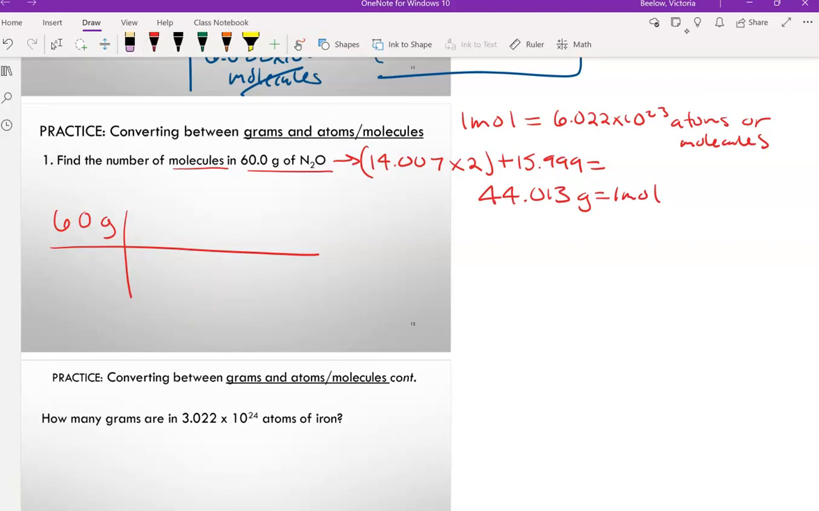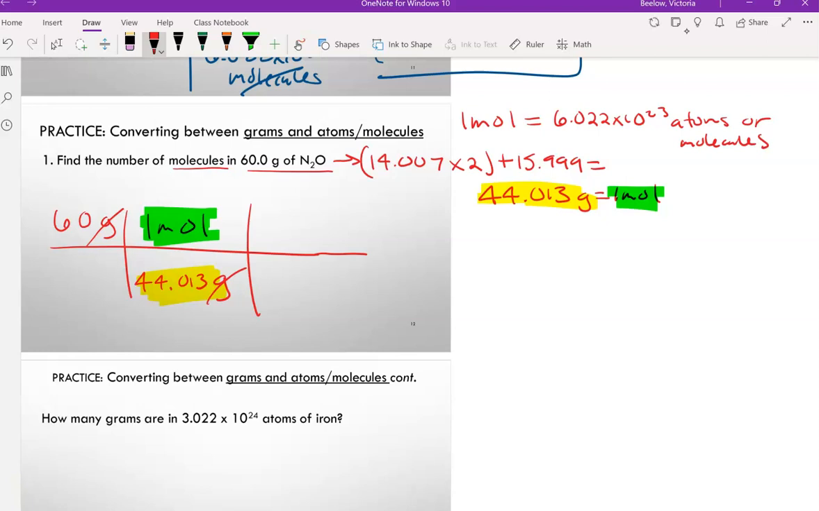So in my picket fence in the bottom here, I know this has to be grams. I'm going to plug in 44.013 grams. That's coming from here. And then above that, I have to put what it is equal to, which is 1 mole. Grams cancels, and right now my answer is in moles. However, I need my answer to be in molecules. So that means I have to continue my picket fence. I'm just highlighting where I'm getting those numbers from that I'm plugging into my picket fence.